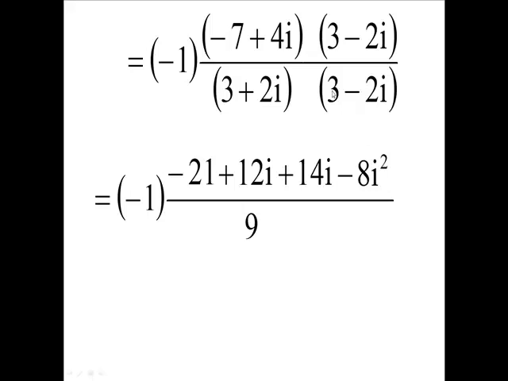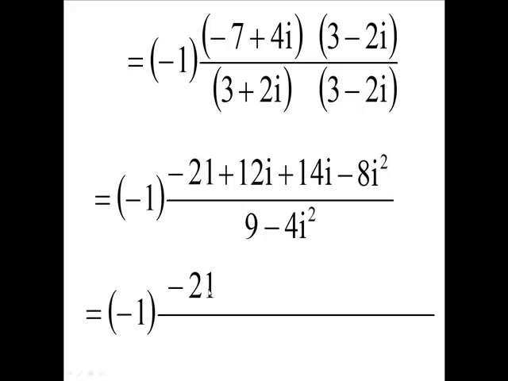So those i terms cancel. You have minus 6i and plus 6i cancels. And you end up with 2i times negative 2i. 2 times 2 is 4, so we're going to have a negative 4i squared. So there's your negative 21. Your 12i and 14i, we'll write them in a minute.